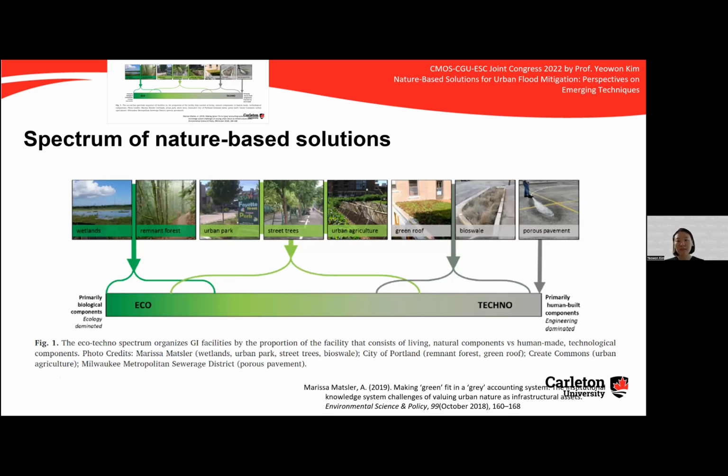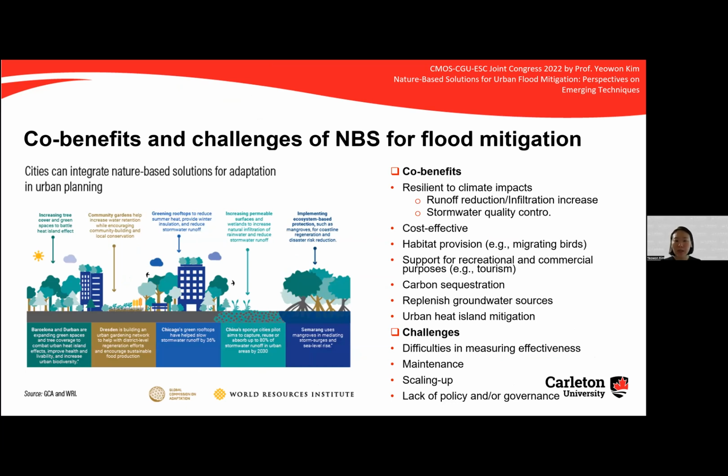What I also want to emphasize is that nature-based solutions are not just about the green, not just emphasizing the natural systems that exist in urban areas. Some of the more technologically focused solutions, such as porous pavements and bioswales, can also be nature-based solutions that mimic the natural cycle to reduce the impacts of climate risks. Here I'm going to wrap up by mentioning some co-benefits and challenges of nature-based solutions for flood mitigation. Some co-benefits are that it is cost-effective, it provides habitat restoration and protection, and it supports other benefits like recreational and commercial purposes. Some of the challenges are maintenance and scaling up the solutions to deal with larger-scale risks.